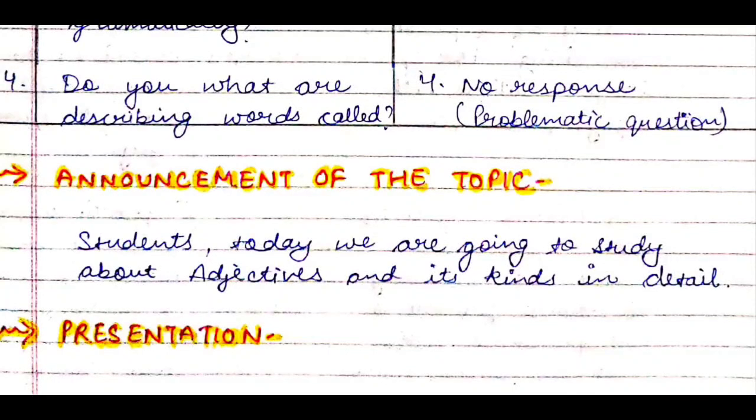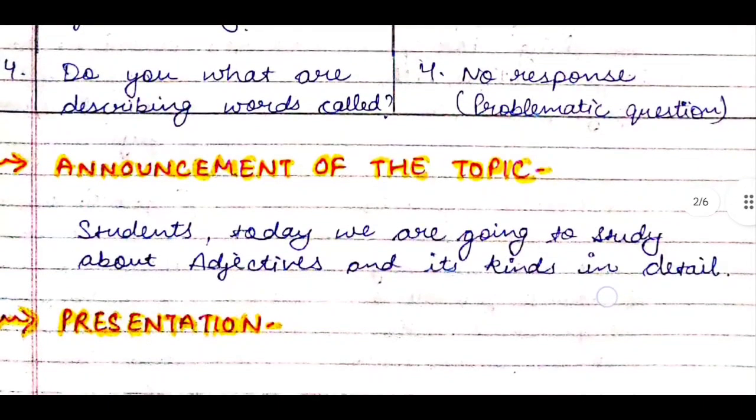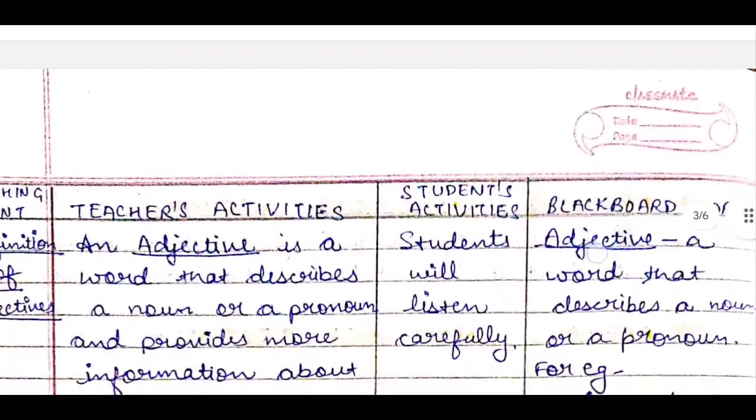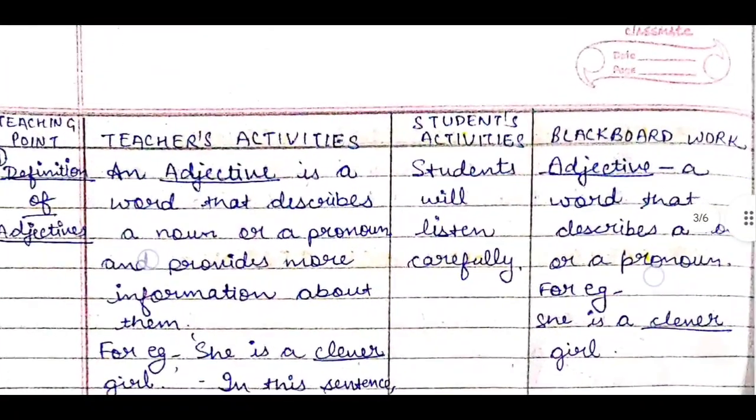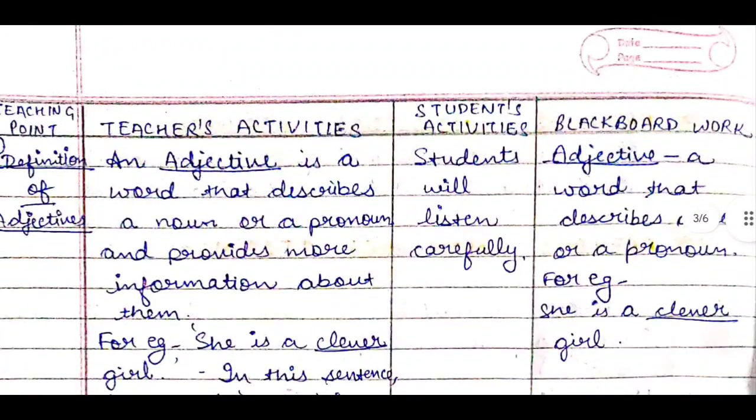After that comes presentation part, in which we are going to actually teach the topic. So here we make four columns. First one is teaching points, second is teachers activities, third is students activities, fourth is blackboard work. So first teaching point is definition of adjectives. So firstly we'll tell them what are adjectives.